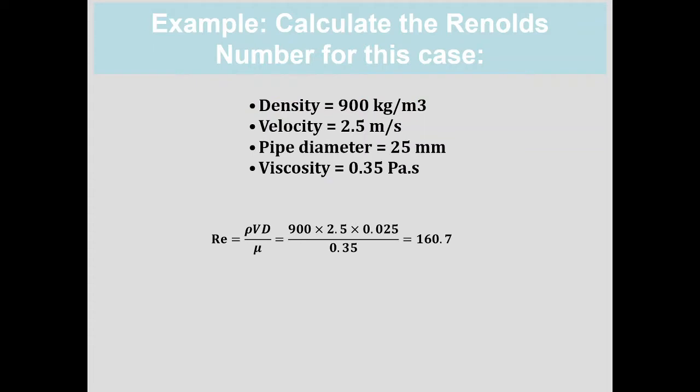Okay, let's start with one example. In the case where the density is equal to 900 kg per meter cubed, the velocity is 2.5 meters per second, the pipe diameter is 25 millimeters, and the viscosity is equal to 0.35, we can easily calculate the Reynolds number, which is rho V d over mu: 900 for density, velocity is 2.5 meters per second, and for the pipe diameter, 25 millimeters, changed into SI, 0.025 meter, over the viscosity 0.35. You get the Reynolds number is equal to 160.7.